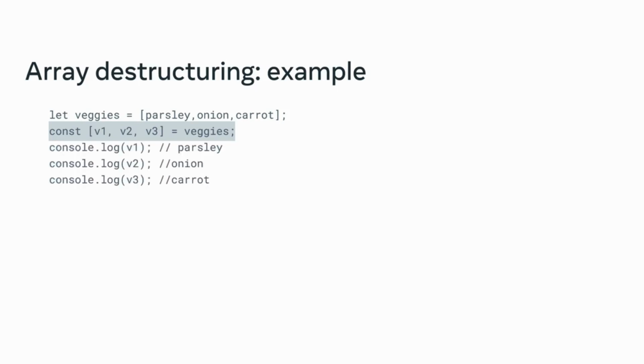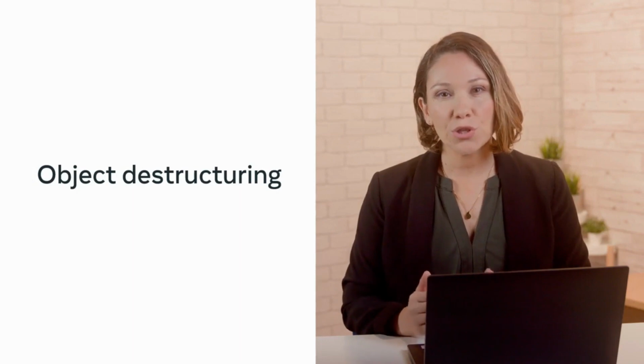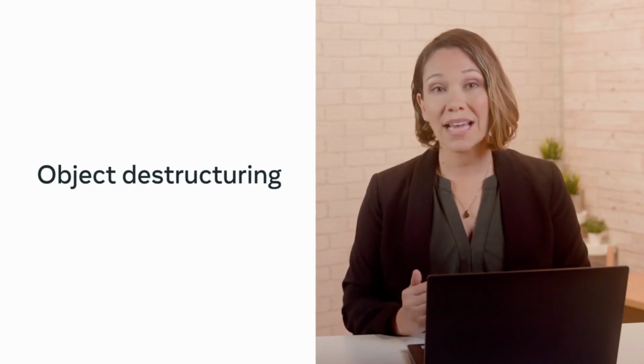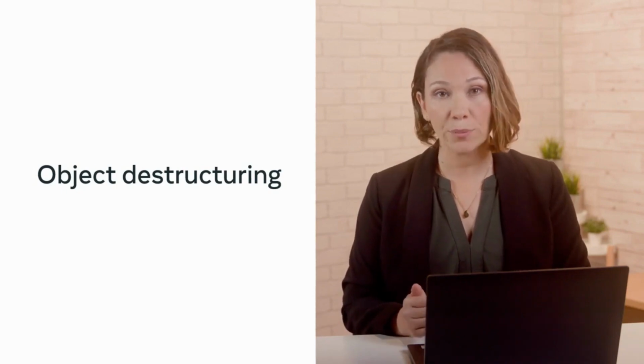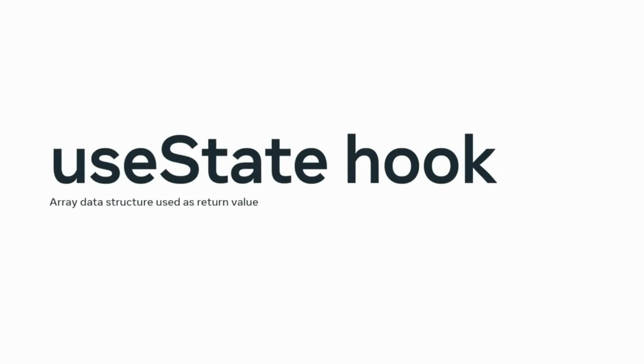Note that with array destructuring, you're free to give any variable name to the items that you destructure from an array. However, when destructuring objects, you have to destructure a property of an object using that exact property's name as the name of the destructured variable. This makes objects a lot stricter in terms of what you can name your destructured variables. For that reason, React uses the array data structure for the useState hook's return value.